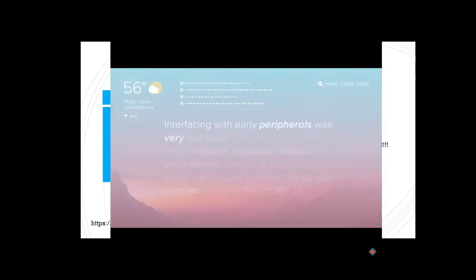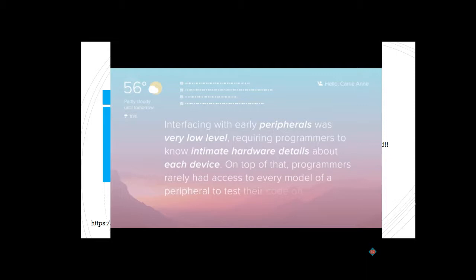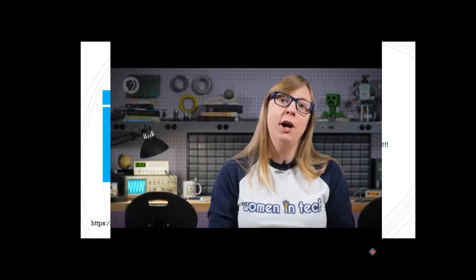Interfacing with early peripherals was very low level, requiring programmers to know intimate hardware details about each device. On top of that, programmers rarely had access to every model of peripheral to test their code on. So they had to write code as best they could, often just by reading manuals, and hope it worked when shared. Things weren't exactly plug and play back then, more plug and pray.